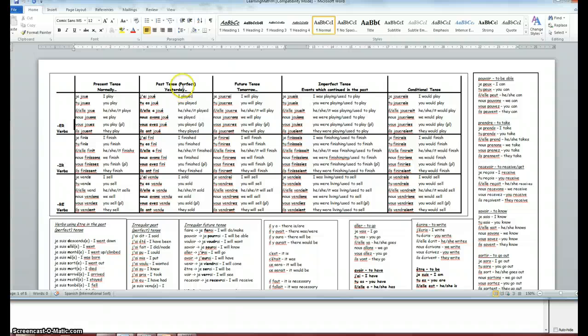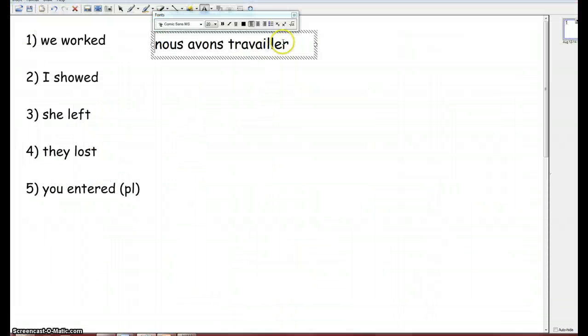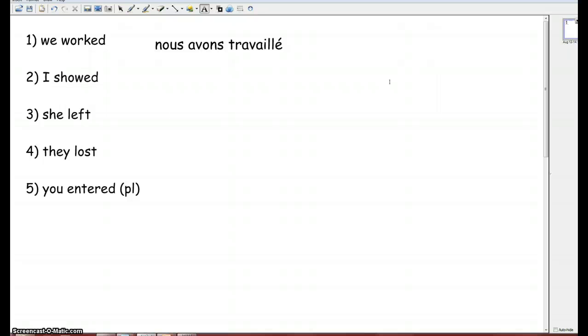We're in the perfect tense, and we've got an ER verb, so we're in this grid here. We can look straight to we played. There's our nous avons, and the jouer ends in an e acute. So the er has come off the infinitive and an e acute added. So we need to do exactly the same to our travailler. Take off the er and put on the e acute. And we're done. Nous avons travaillé literally means we have worked.